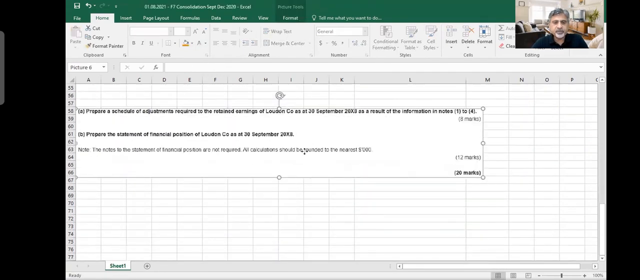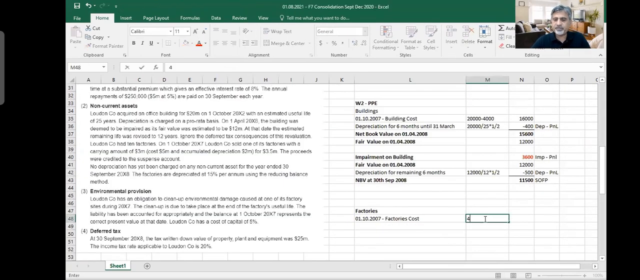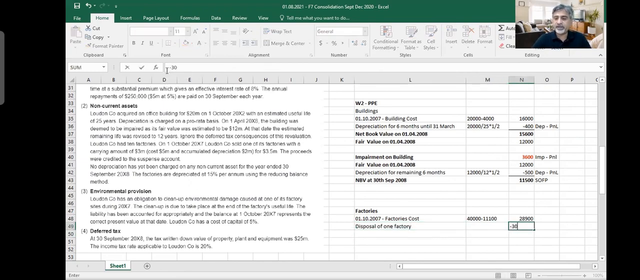Let me drag it down because it is going to create a problem. Factories at cost. So what is the value? 40 million, 11,100. So 40 million factories minus 11,100. So there were 10 factories, and they are selling one of them. So 28,900 is the book value. Now out of this, you disposed of one factory, and that disposal is for 3 million. So the remaining book value is 25,900. So this is the net book value of factories.